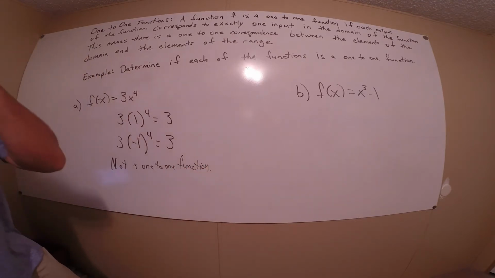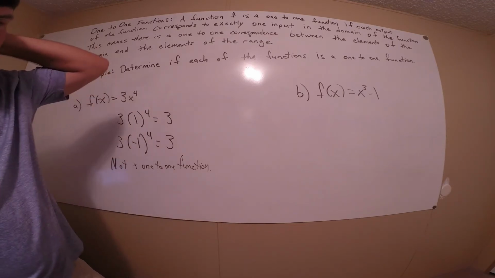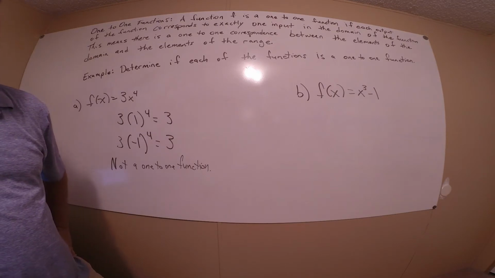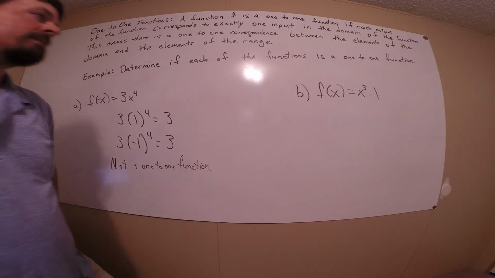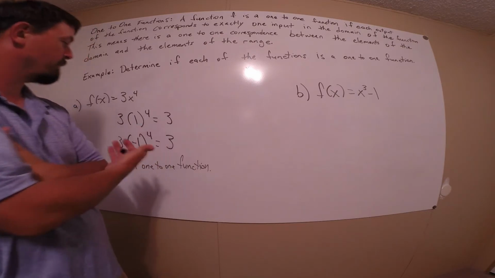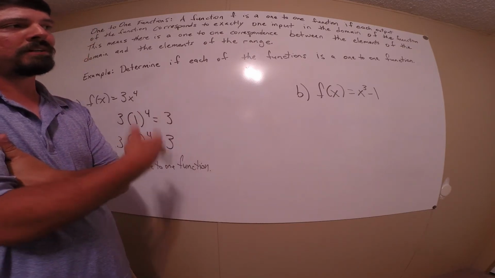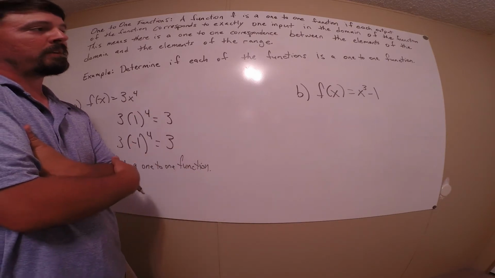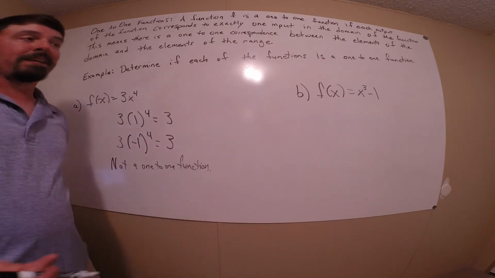Now if we look at the other one over here, we can look at it and we say, okay, I've got a cube here. So x to the 3rd minus 1. Alright, so I'm thinking offhand, I say, okay, if I plug in a negative 1 and a positive 1 here, I'm going to wind up with two different numbers. Because 1 to the 3rd is 1. 1 minus 1 is 0. Negative 1 to the 3rd is negative 1. Negative 1 minus 1 is negative 2.